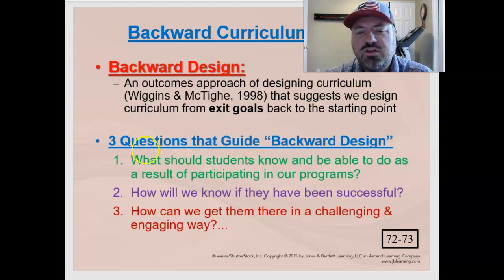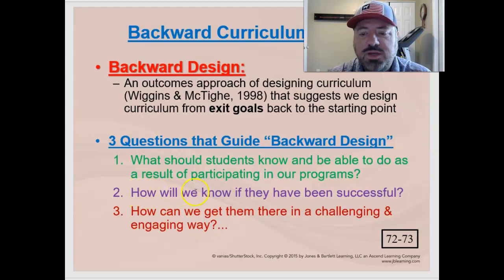All right, so here are 3 important questions that guide the backward design process as it relates to curriculum development. First, what should participants know and be able to do as a result of participating in our program? So that would probably be related to our grade level expectations if we're going to look at developing this by grade level. If we're looking program-wide, that might be the overall NASP standards, or in Missouri, you might relate this to the Show Me standards, especially in your high school curriculum.